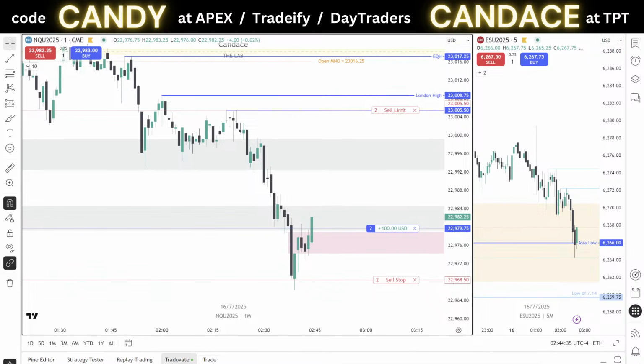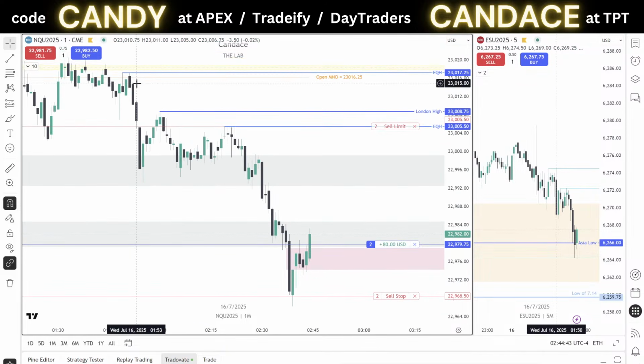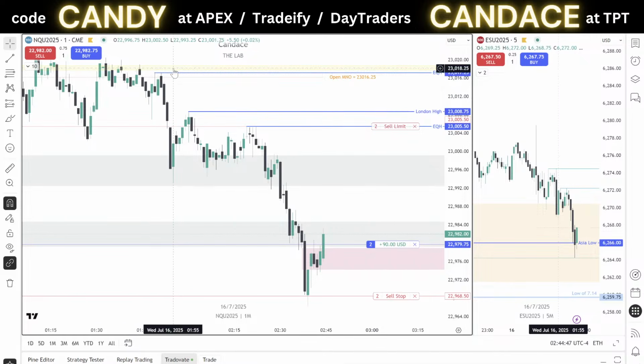And this is an equal high, this one. And here is the London session, current London session high. And we got a midnight opening price here, and also an equal high above and an end dot above.